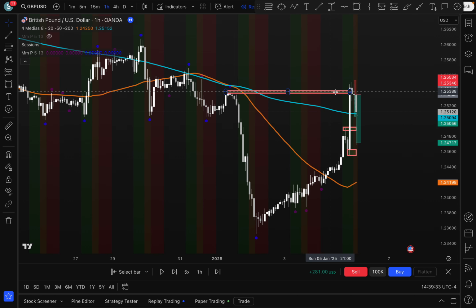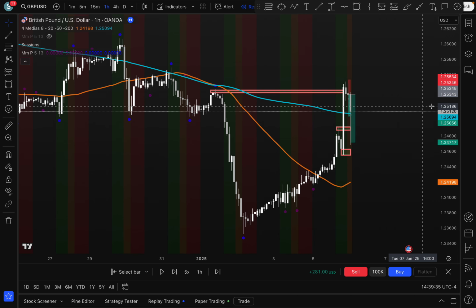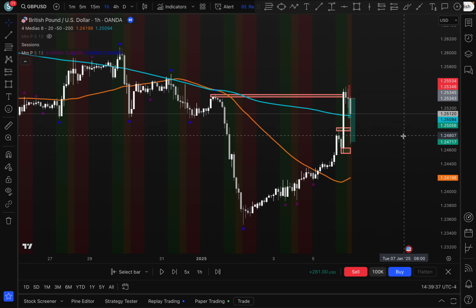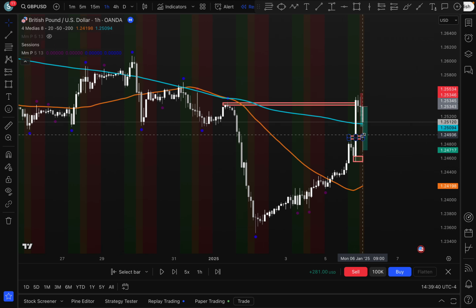GBPUSD. I'm working on this trade that I'm backtesting. On the 1 hour chart, I'm backtesting from around 7:30 because that's when I usually want to start my trading session.